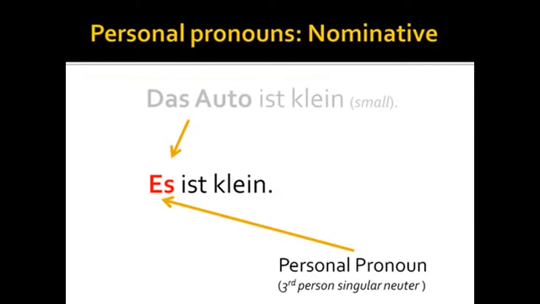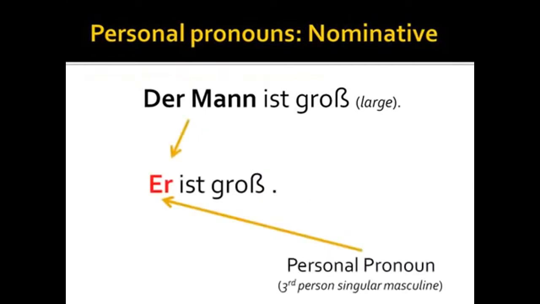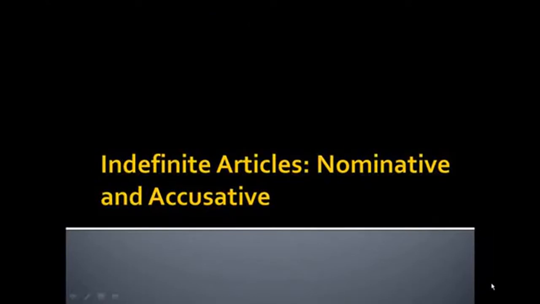So we could use that with neuter nouns, but we could also use it with any other noun, masculine or feminine. Here we have a masculine singular noun, der Mann. Der Mann ist groß. The man is large. So again, after I've established the fact that we're talking about the man, I don't need to continually refer back to der Mann, der Mann, der Mann. I can simply say ist groß. Substitute the complete noun, with the definite article, der Mann, with the personal pronoun, third person singular masculine.